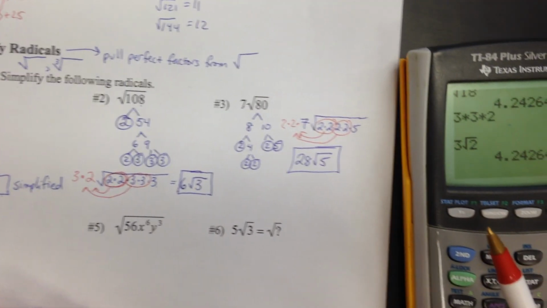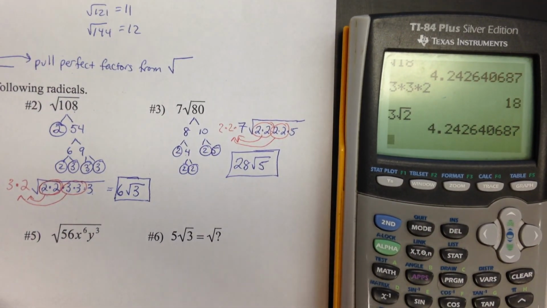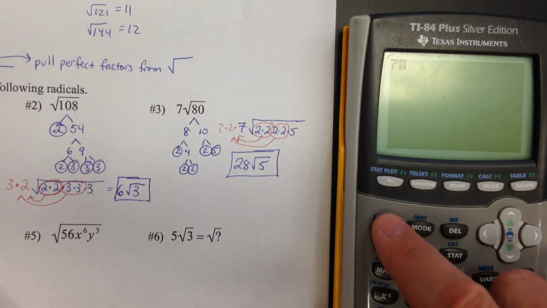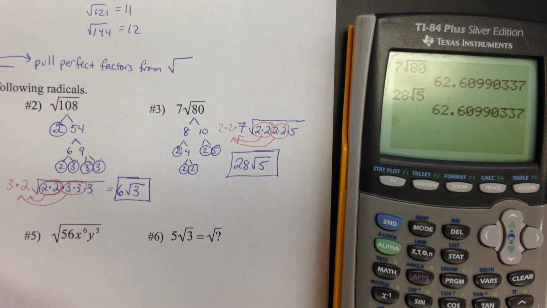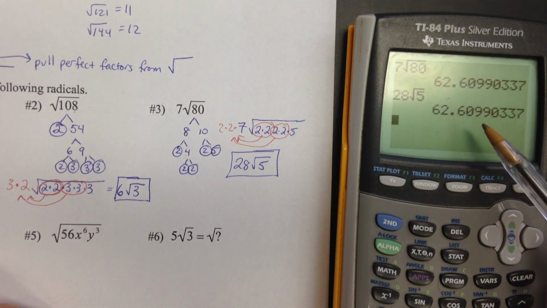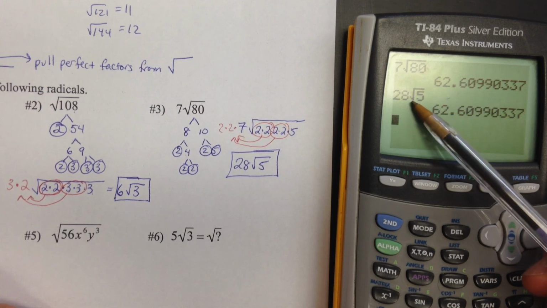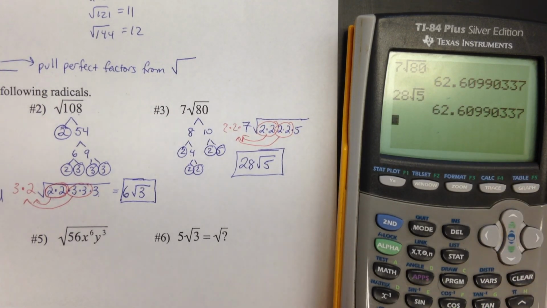When you simplify, what you do is you break it down, but you don't change the value. So if I type the original problem, 7 square root 80, and hit enter, and if I type my simplified answer, 28 square root 5, I should get the same value, and I do. So even though this looks different, they're the same value. That's what it means to simplify. So we're going to stop there.